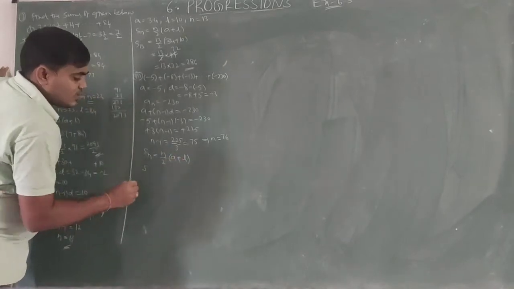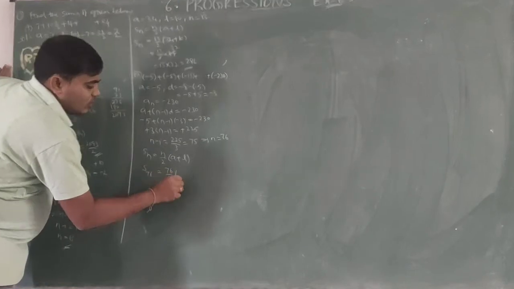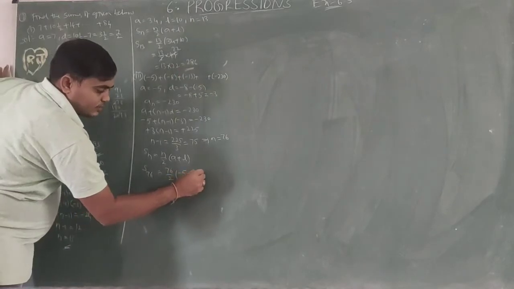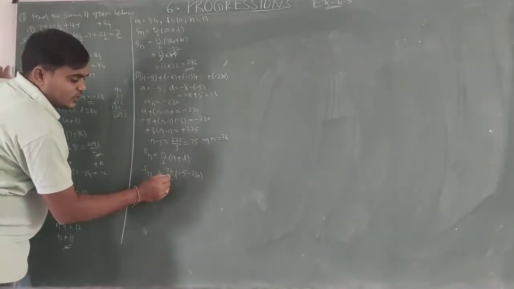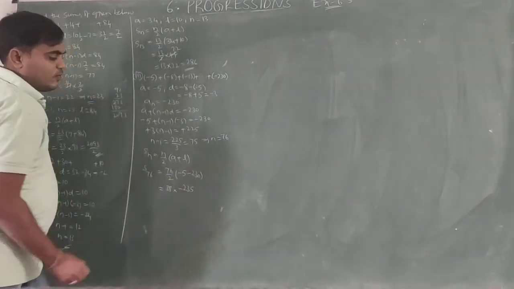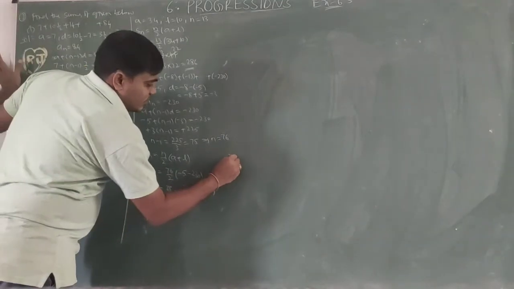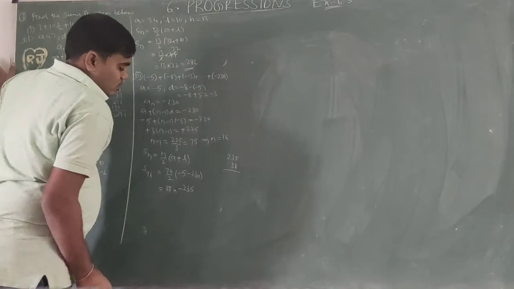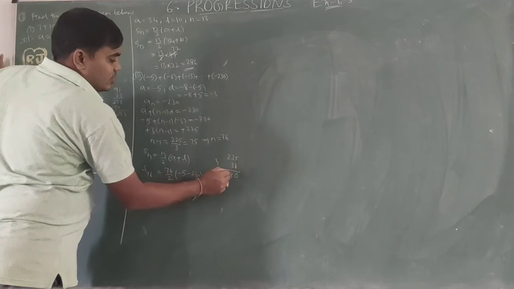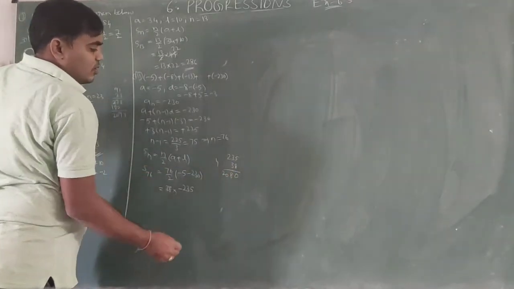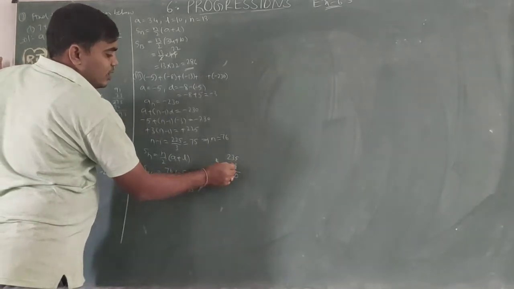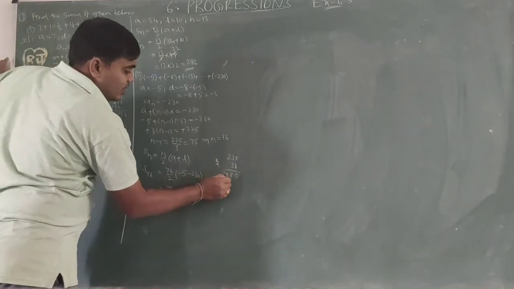Now Sn equals n by 2 of (A plus l). S76 equals 76 by 2, first term minus 5, last term minus 230. So 76 by 2 equals 38 into minus 235. Now 235 into 38: 8 into 5 is 40, 8 into 3 is 24 plus 4 is 28, 8 into 2 is 16 plus 2 is 18.